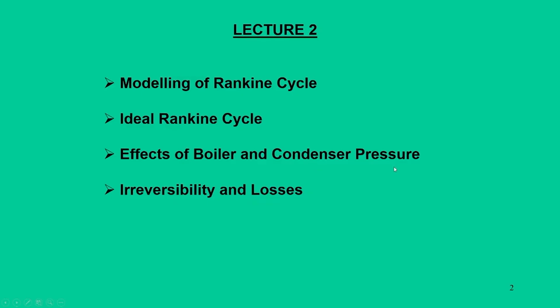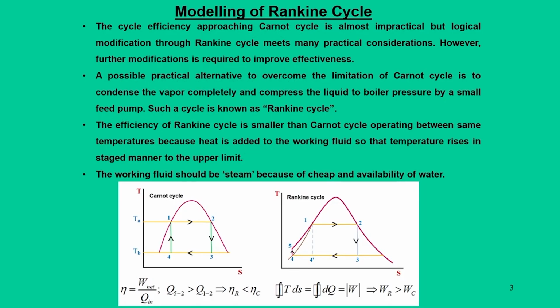Subsequently, we are going to discuss the effect of irreversibility, losses, and process inefficiency, and how they are going to affect the cycle. For that, we also need to see the effect of condenser and boiler pressures, and how changes in these pressures are going to have a net effect on the Rankine cycles. So, this is the summary of today's lecture. Now, let me start the first topic, that is modeling of Rankine cycles.